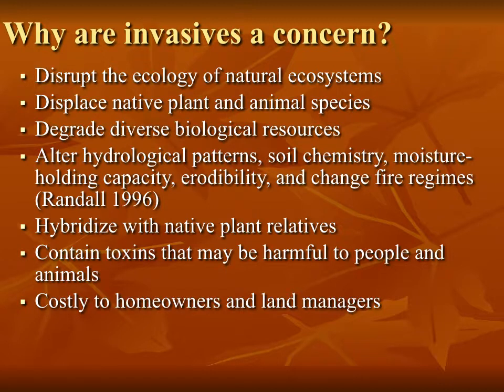Some plants have toxins that may be harmful to people or animals. A good example of this would be Brazilian pepper. It's actually a cousin to poison ivy. They're in the same family. And it becomes costly for homeowners, land managers, and the like to get rid of them or control them or keep them out altogether.